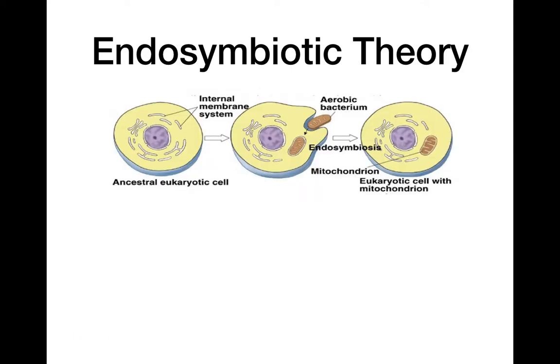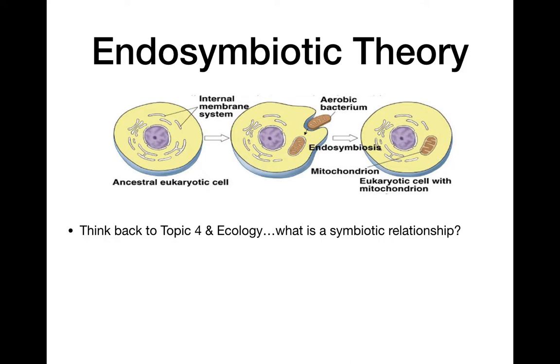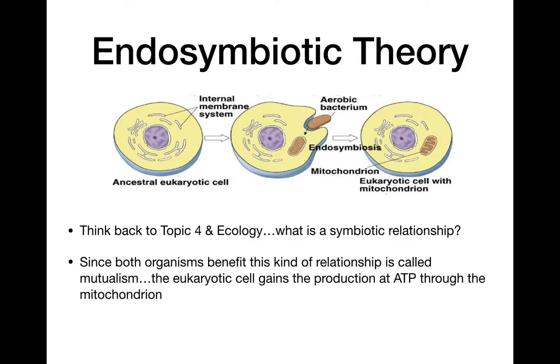Okay. So think back to what we know from topic 4 and knowledge of ecology. Symbiotic relationship. What is that? A symbiotic relationship is any close relationship between two species. In this particular type, both organisms are benefiting. This is called a mutualistic relationship. It's a mutually beneficial situation. So eukaryotic cells gain ATP production from the mitochondrion, and the bacterium gains protection from the environment as well as carbohydrates and carbon compounds that it can then use to make ATP. So everyone's getting a benefit from this situation.